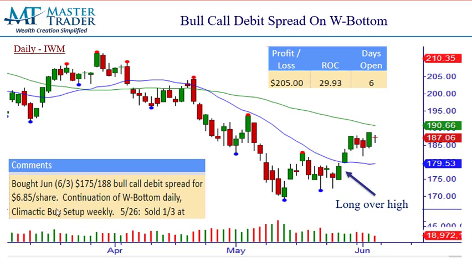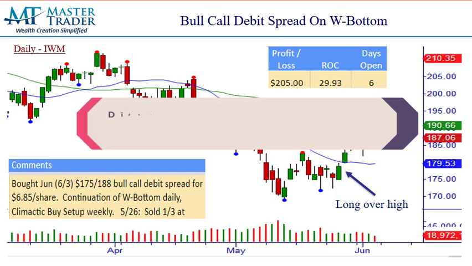So again, this was a closed trade. Here's the history, and we always give the strategy, the symbol, the date, and the technical setup. This one was a continuation of a W bottom, so the entry was over the high of this green bar, and although not shown, the weekly chart was a climactic buy setup. In 6 days on this one, a nice little swing trade, we made almost 30% return.